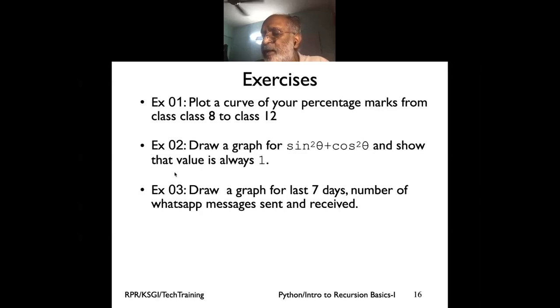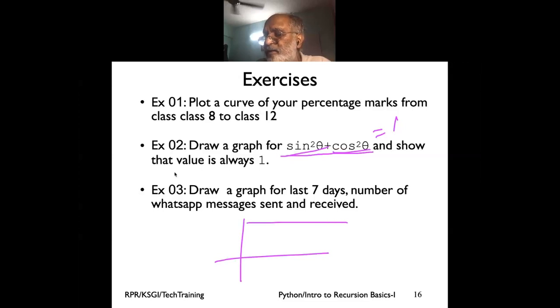Second, we all know that sin square theta plus cos square theta is equal to 1. Can we graphically show that? That basically means drawing a plot for sin square theta plus cos square theta, and the graph should come out as a constant value 1. So you can prove that.